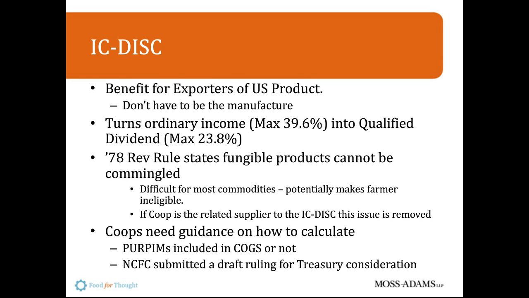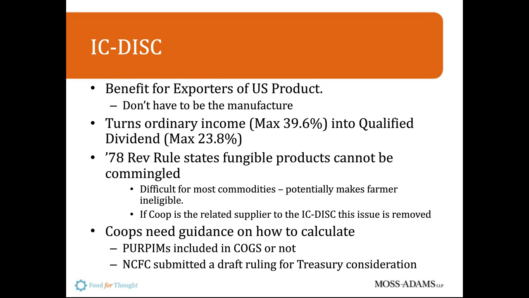For co-ops to do it, obviously, like most things that co-ops get involved in, it is a function of size and economies of scale. If the co-op sets this up, that means that all of the individual members don't have to set up their own IC-DISC, and so there's plenty of administrative savings that can be had if the co-op sets it up. The other benefit is that there's some old rules out there relating to sales of fungible products that can't be commingled.